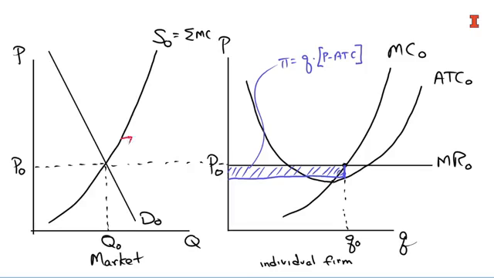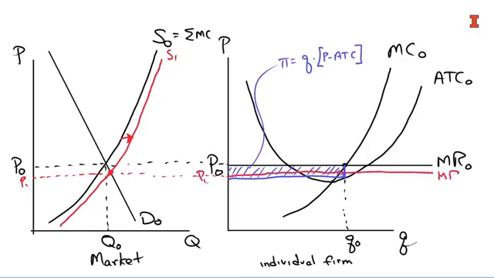And as it goes out, let's just pick some intermediate level. That's the thin arrow. It shifted out here to S1. And as it shifts out, what's happening? Well, market price is being depressed. As market price goes down to P1, this goes out to the firms, and we have a new marginal revenue, MR1. Now, is that a long-run equilibrium?